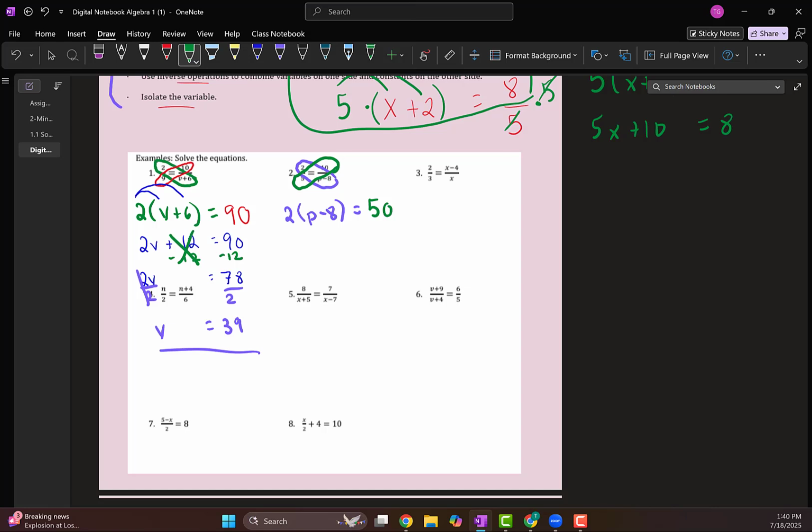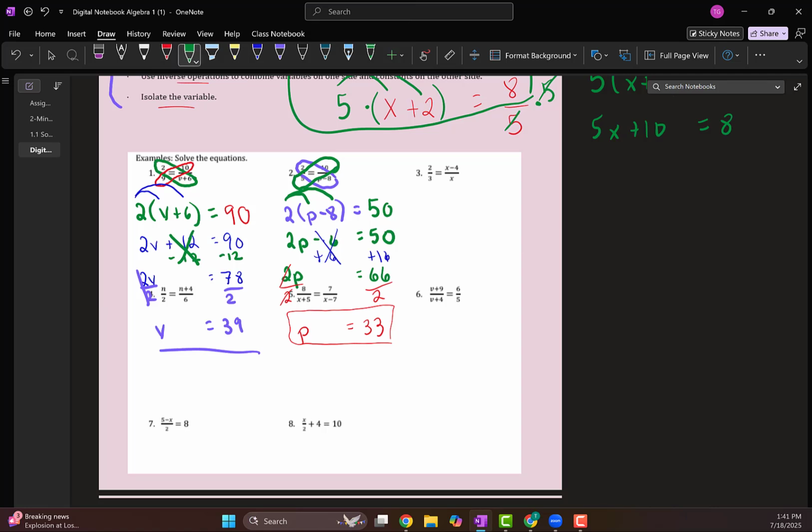Same thing. Pause the video, try it on your own. I'm going to show you the next step in a couple seconds. Distribute the 2. 2p minus 16 equals 50. P equals 33 is our final answer here.